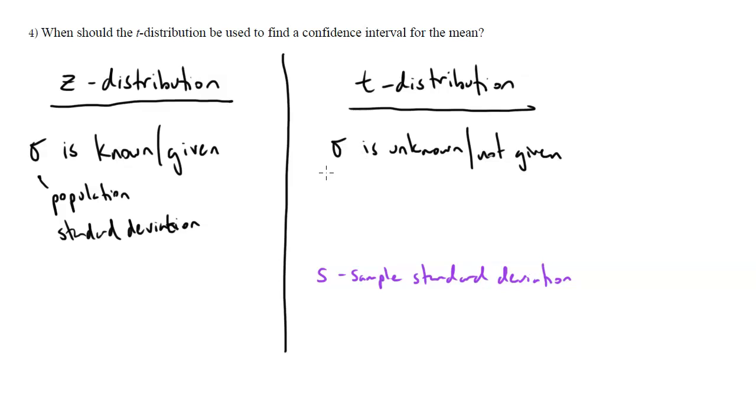You don't know sigma. So if you know the population standard deviation, if it's given to you in the problem, use z. If sigma, the population standard deviation, is unknown or not given, or if you're just given the sample standard deviation alone, or you're given a set of values to do the calculations on your own, use the t-distribution.